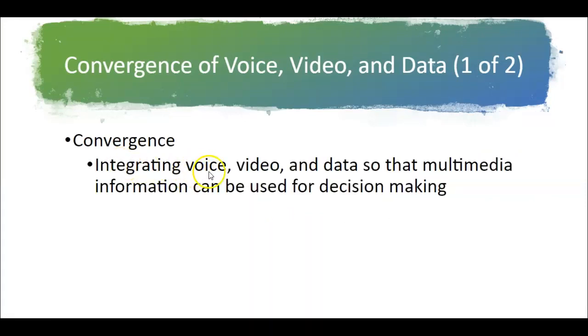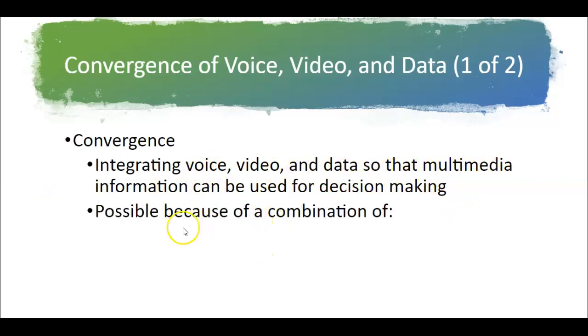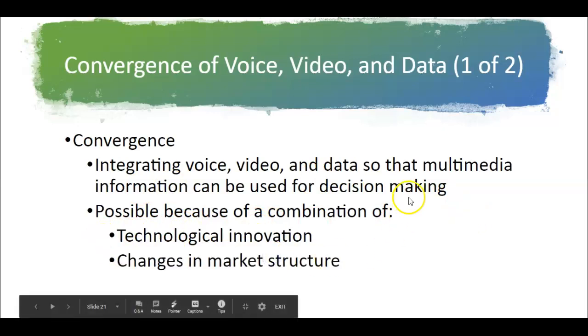Convergence means that everything comes together. So voice, video, and data comes together so that multimedia information can be used for decision making. It's possible because of a combination of technological innovation, changes in market structure, and regulatory reform.